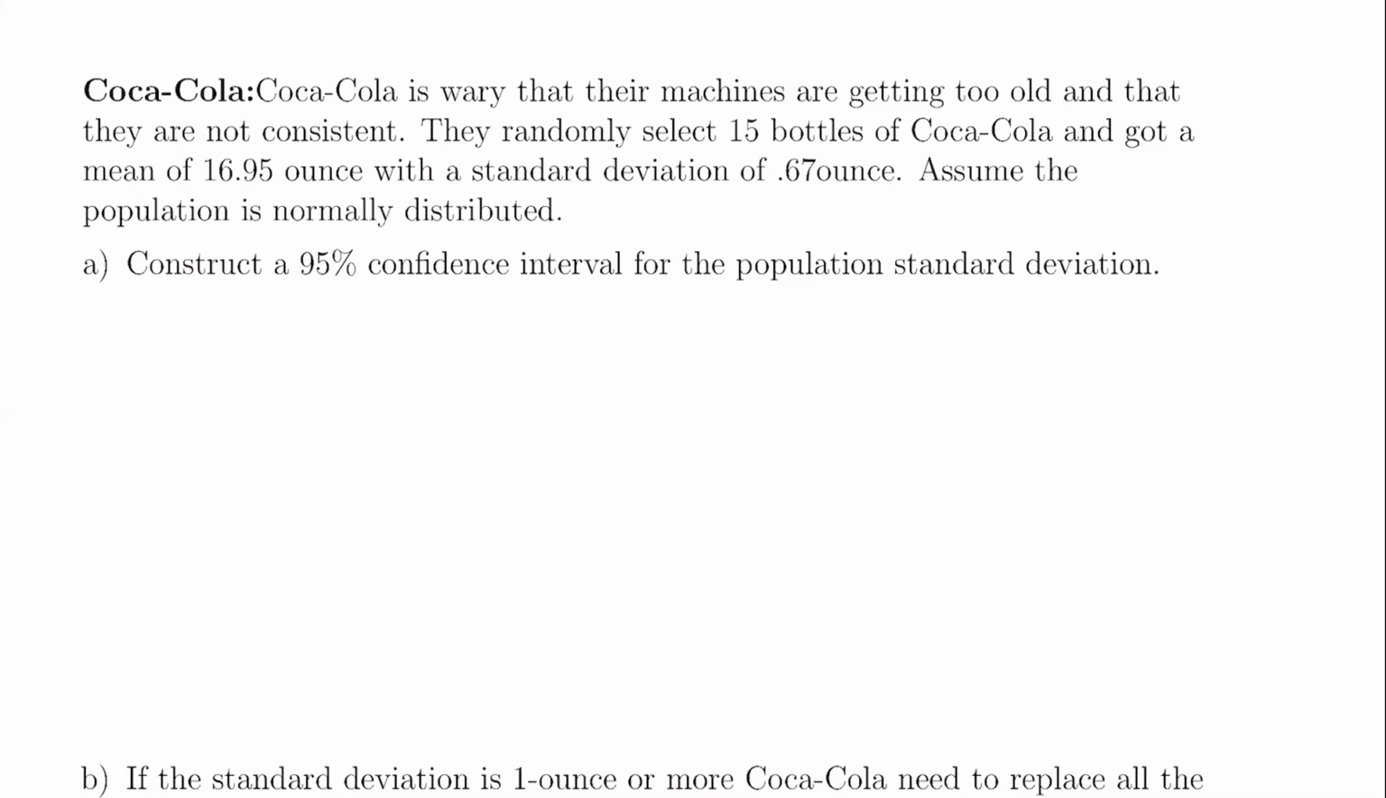For this one, it says Coca-Cola is wary that their machines are getting too old and they're not consistent. They randomly select 15 bottles of Coca-Cola and got a mean of 16.95 ounces with a standard deviation of 0.67 ounces. Assume the population is normally distributed. So far we just write down what's given to us. The three things given to us: n is equal to 15, x bar is equal to 16.95, and lastly s is equal to 0.67.